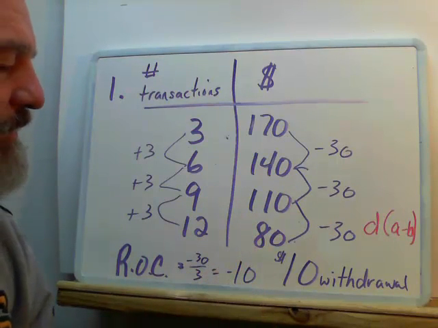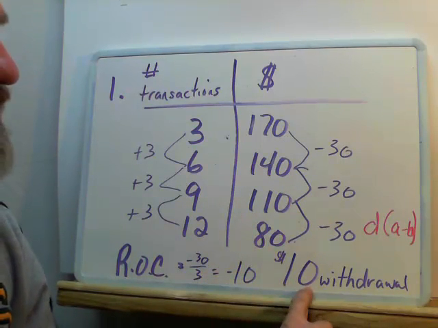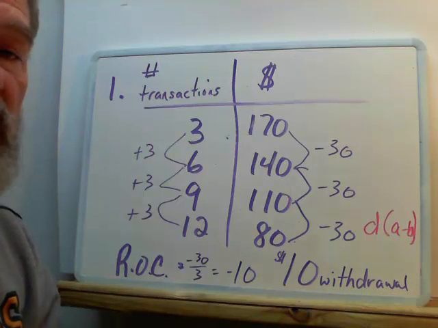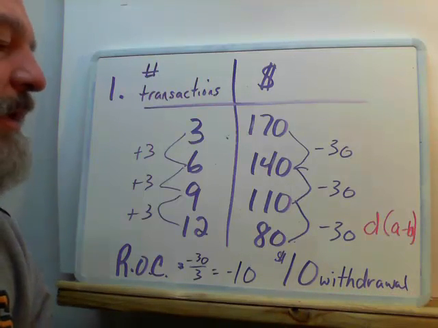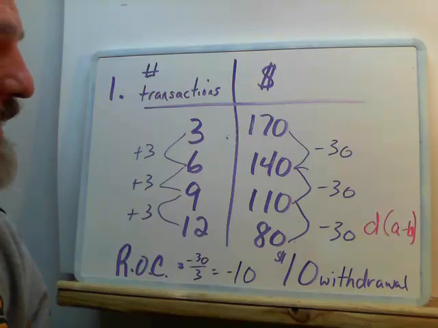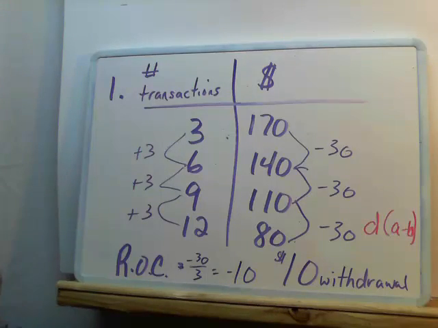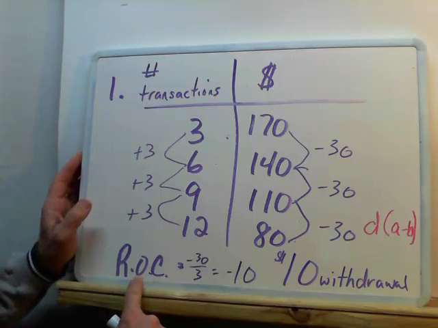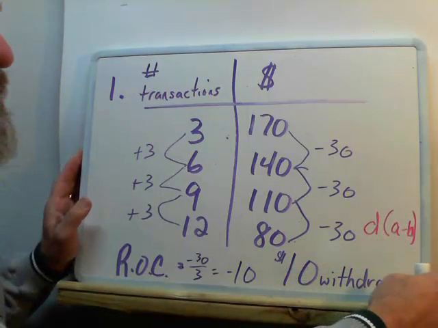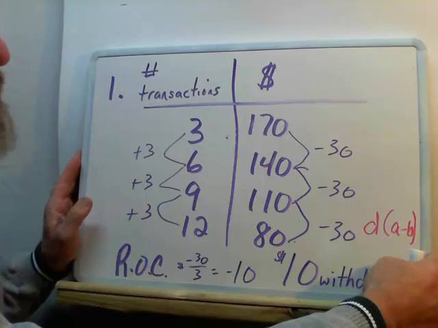We can just call it negative 10, and that means it's a withdrawal of $10 each week, as opposed to putting $10 into the account each week. It's a negative relationship. It is indeed linear because it has a constant rate of change. Please do letters A through B.